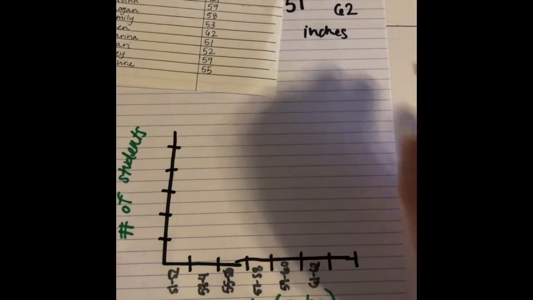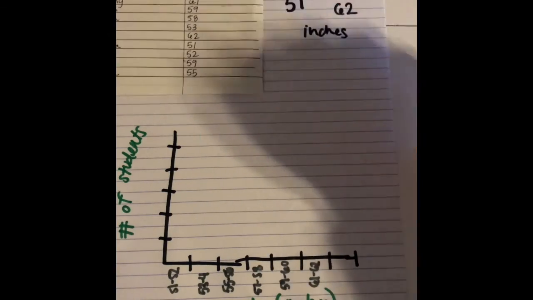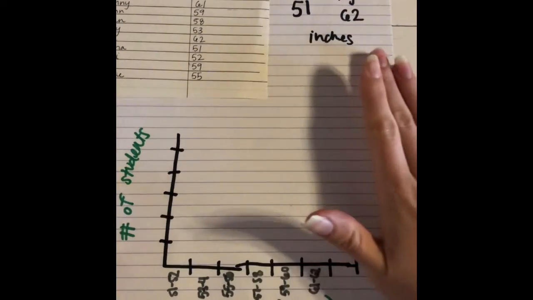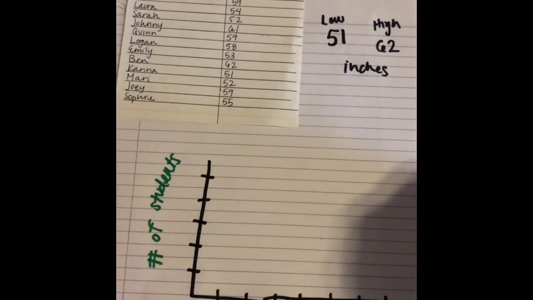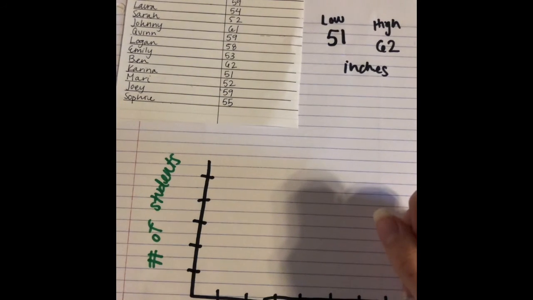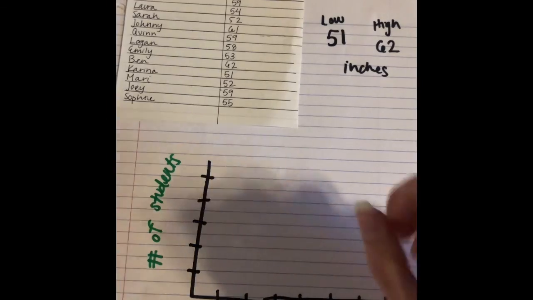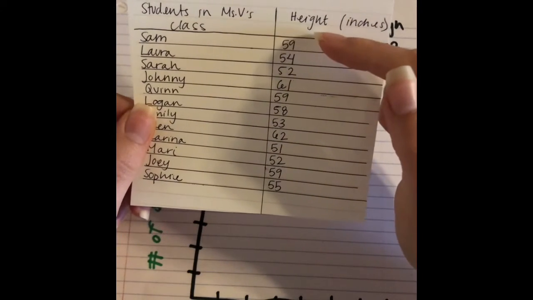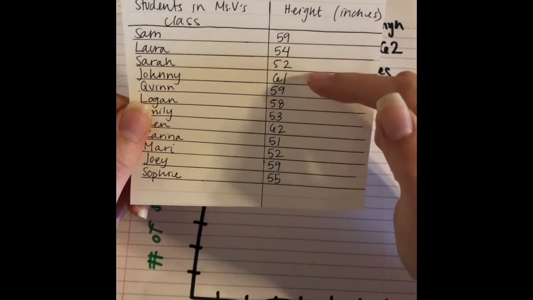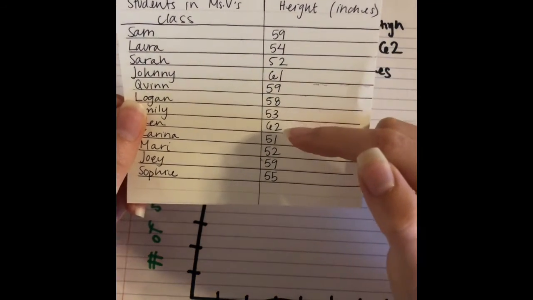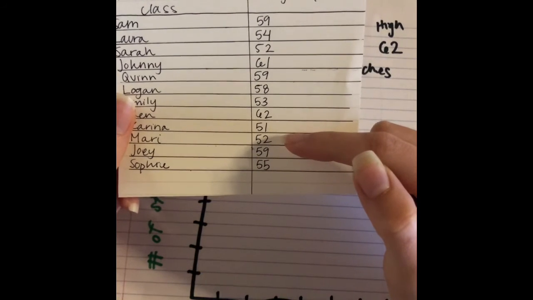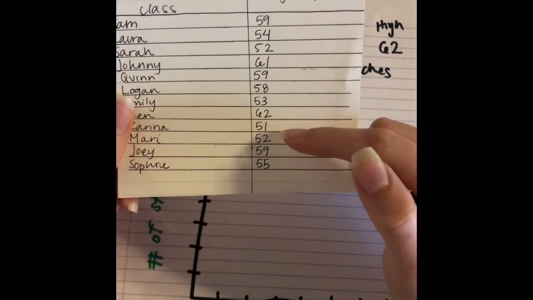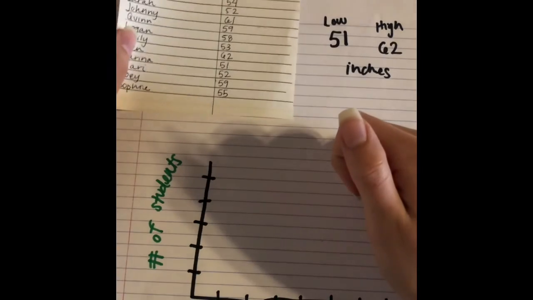So now we're going to go back. We're going to look at our chart. Oops. You guys can see that. And we're going to figure out how many people are 51 to 52 inches tall. So looking at our data set, I can see 1, 2, 3 students who are 51 to 52 inches tall.